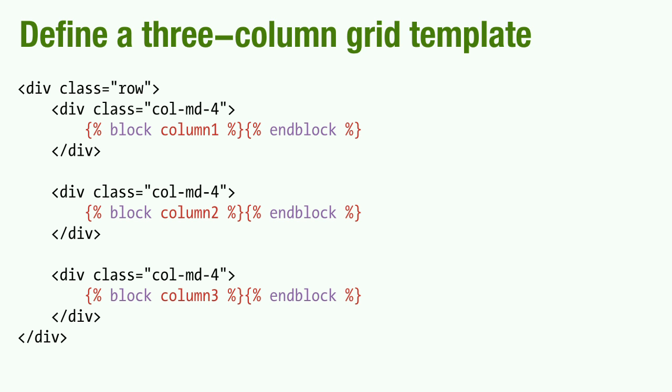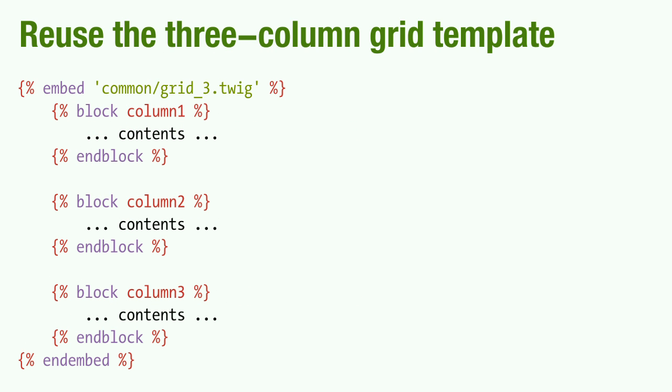And then I need a way to actually add this structure three times with different contents, all right? And that's where you are using the embed tags. So on this example, I would have three times this embed block, each time with different contents, all right? It means that the final template would have the contents, but not the structure, because the structure is defined in another template.